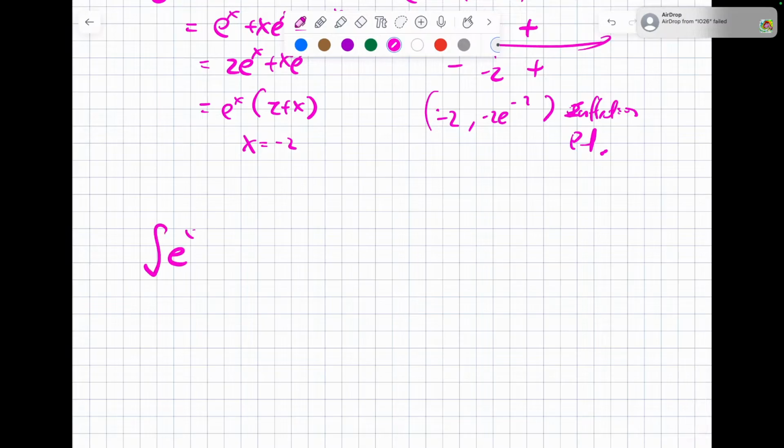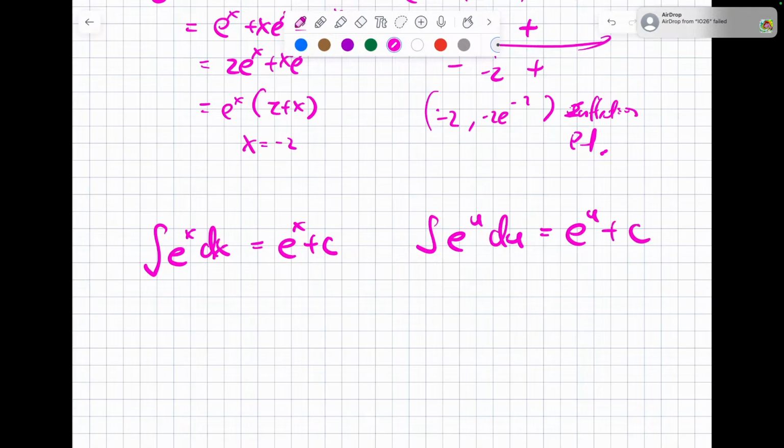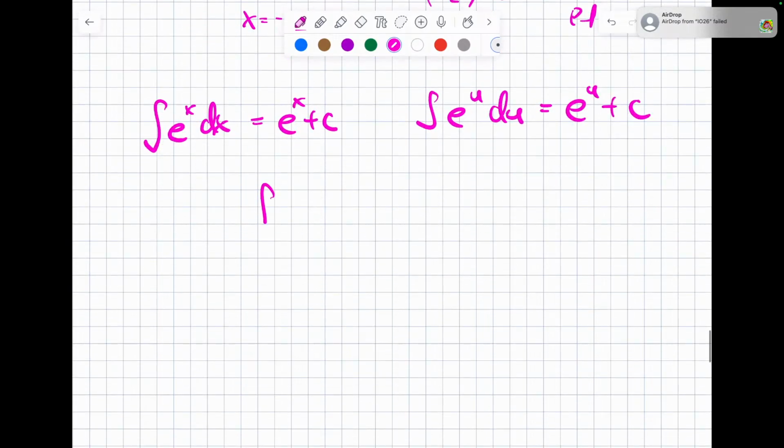Integration of e to the x dx is equal to e to the x plus c. Now integration of e to the u du, be careful with this one. It looks like e to the u plus c, but slightly different. So what is integration of e to the -2x? And just like this, what's integration of e to the -2x?